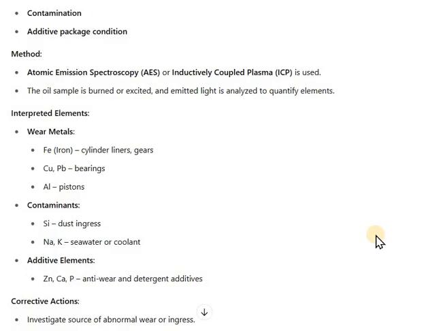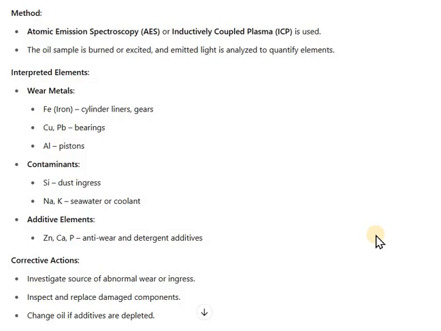If it has copper and lead, then bearings are worn. And if you find aluminium, then there is some wear of the piston rings. Contaminants such as silicon mean there is dust ingress. Sodium and potassium indicate seawater is ingressed from the coolers.